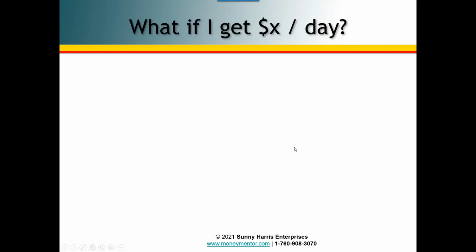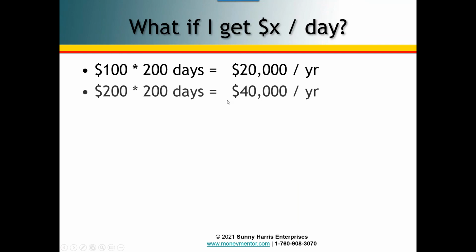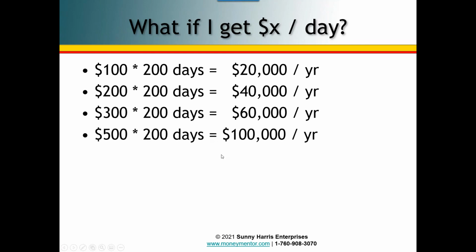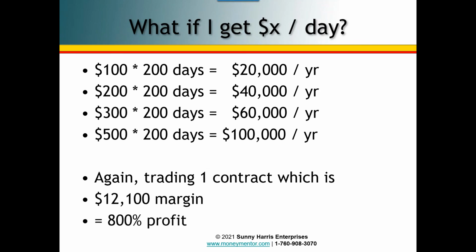So what if I get X dollars a day? $100 times 200 days is $20,000 a year. $200 a day times 200 days is $40,000 a year. 60,000, 500, there's your 100,000 roughly. And trading one contract, which is $12,000 margin, which is 800% profit. Nothing to sneeze at there, is there?